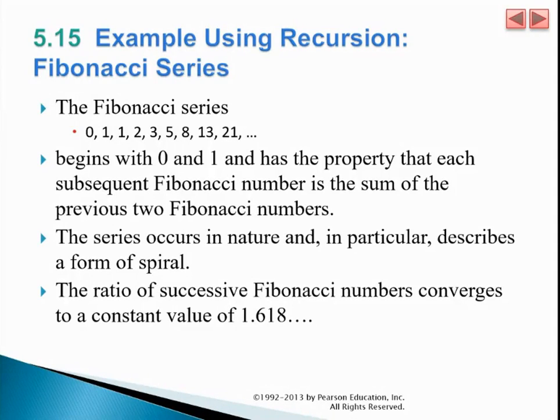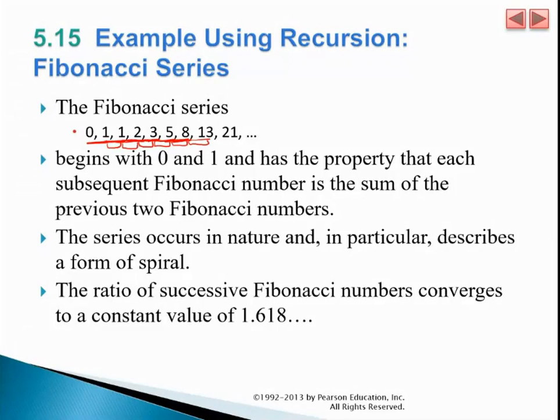So what do you mean by the Fibonacci series? The Fibonacci series begins with 0 and 1, and it has the property that each subsequent Fibonacci number is the sum of the previous two Fibonacci numbers. So the sum of 0 and 1 is 1, which becomes the next Fibonacci number. Then the sum of 1 and 1 is 2. Then the sum of 1 and 2 is 3. 2 plus 3 is 5, 3 plus 5 is 8, and so on and so forth. This is called the Fibonacci series.